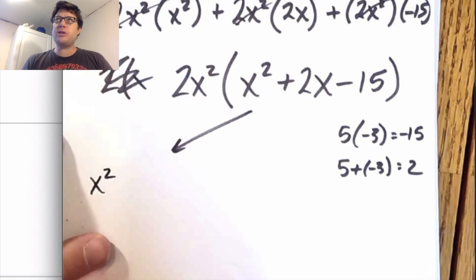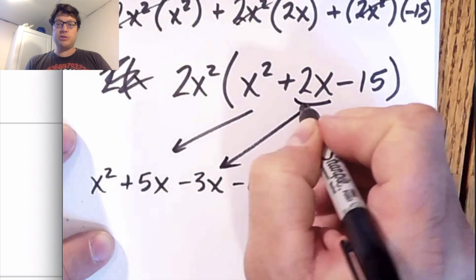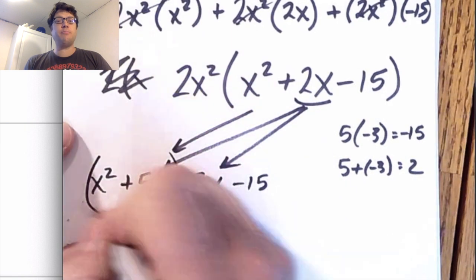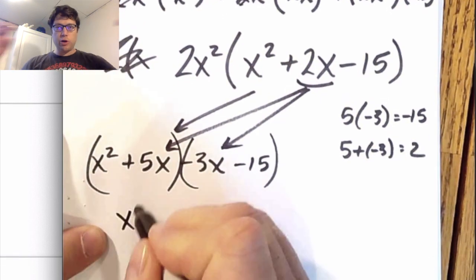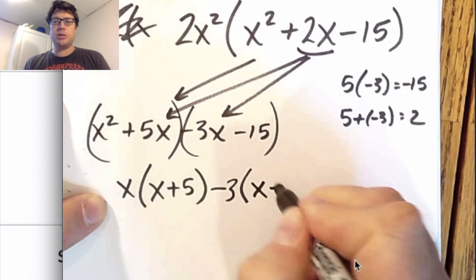And I have to think about factors of negative 15 that add to 2. Turns out 5 and negative 3 are factors of negative 15, and 5 minus 3 is 2. So that's how I group and factor. I'm going to break apart the 2x, group and factor to get our terms here.